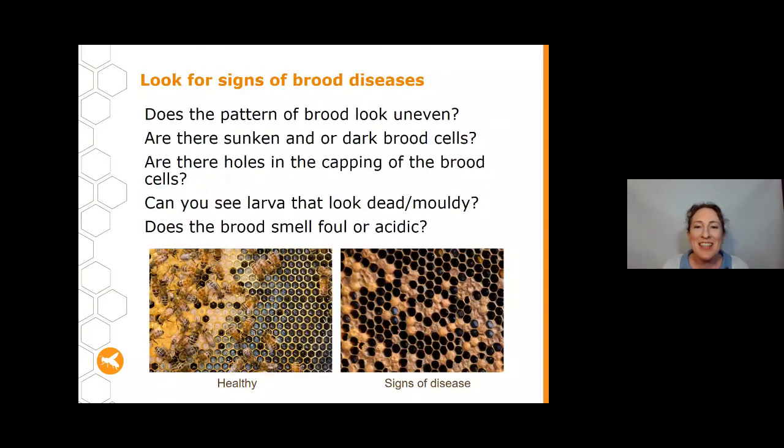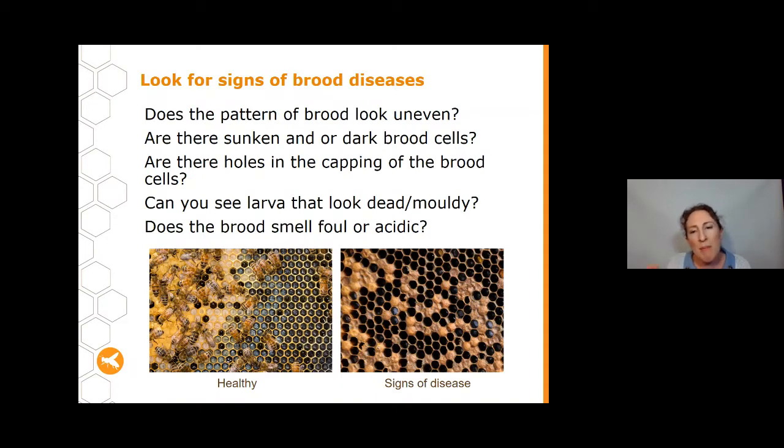Another key sign is the cells themselves that are capped. Are they dark and shrunken and concave or have holes in the cappings? These are other signs that you might have some kind of brood disease. If they're healthy, they should be level or raised, and they should be fairly pale in colour. If there are holes in the cell tops or cappings, it's not always necessarily a sign of disease. Sometimes it just means that the cell hasn't been closed off properly. However, it's a good thing to have a closer look.